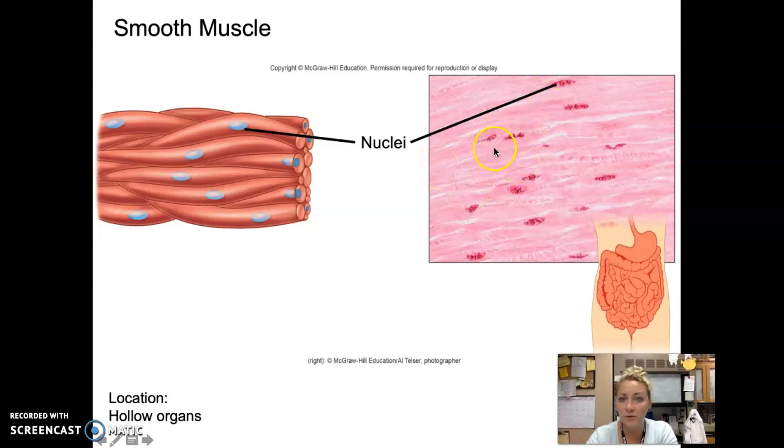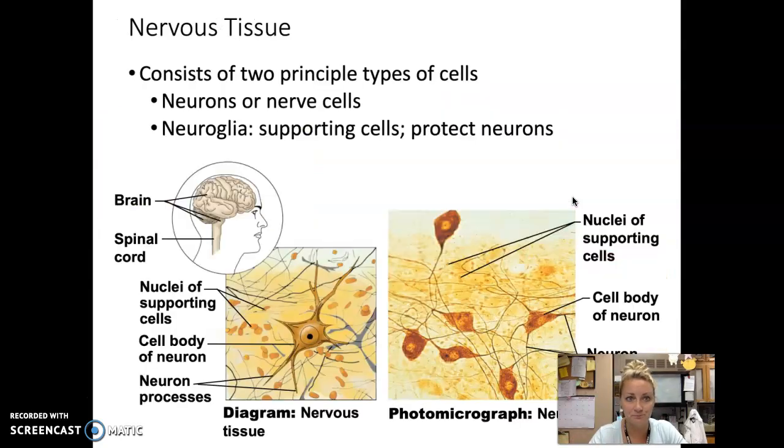So if you were told that this was a type of muscle tissue, you should be able to know immediately that it's got to be smooth muscle, because there are no striations and there are no intercalated discs.